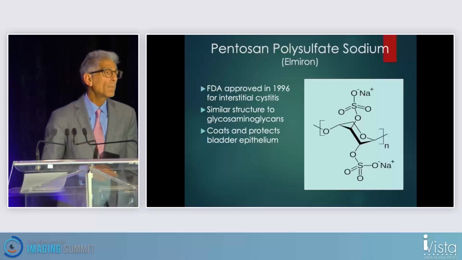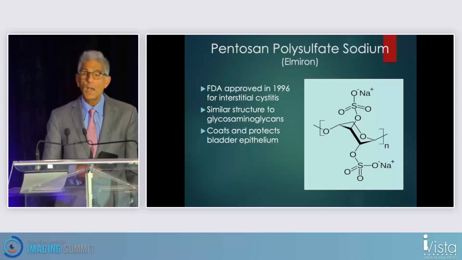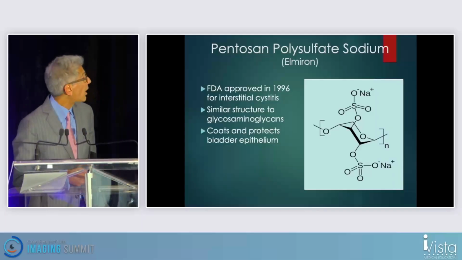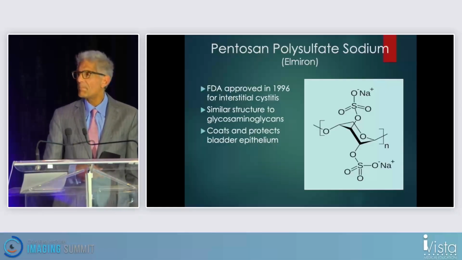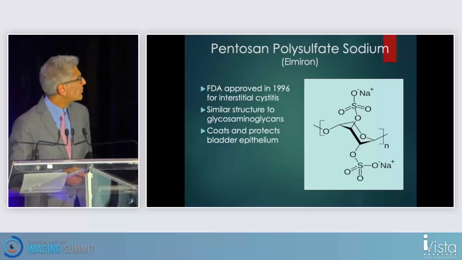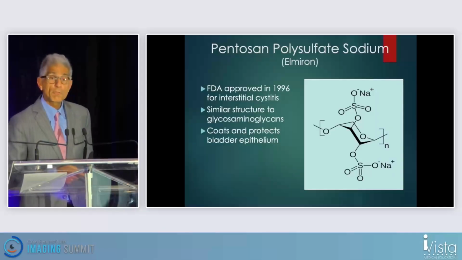And Elmiron, or pentosan polysulfate, is a very commonly used drug that lines the bladder epithelium to protect the bladder against contractility and pain originating from interstitial cystitis, which is a real disease.